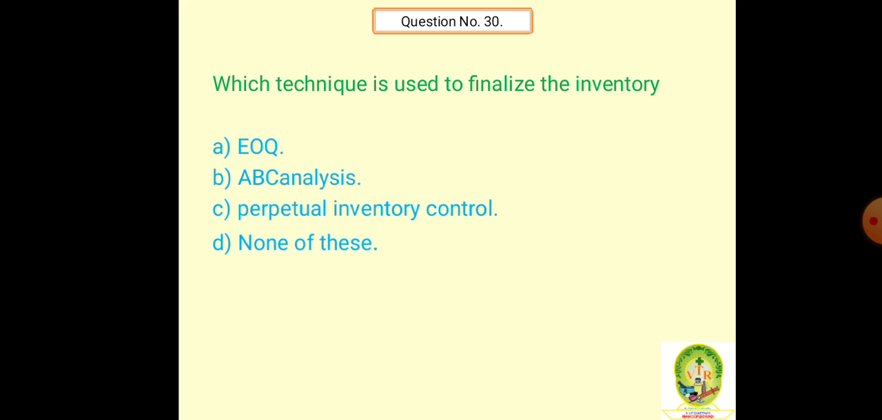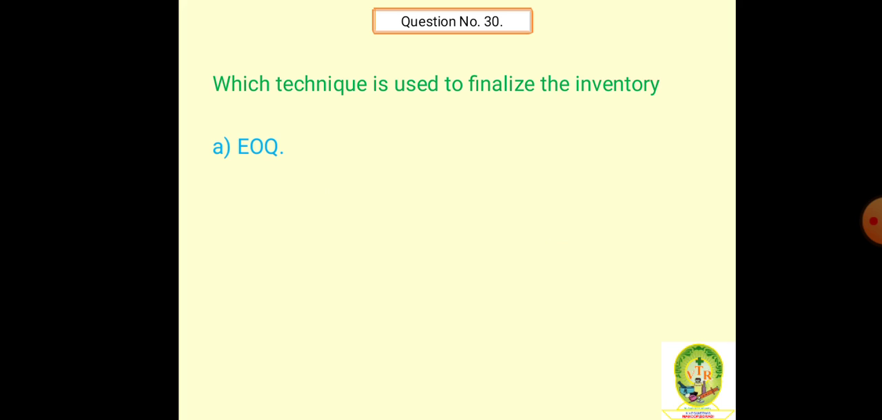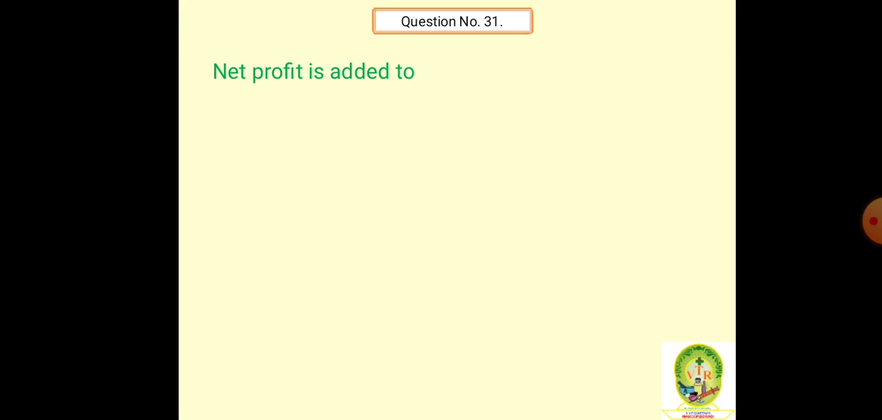Right answer is D. Which technique is used to finalize the inventory? Options are A. EOQ, B. ABC analysis, C. Perpetual inventory control, D. None of these. Right answer is A. Net profit is added to. Options are A. Gross profit, B. Capital, C. Drawing, D. Assets. Right answer is B.